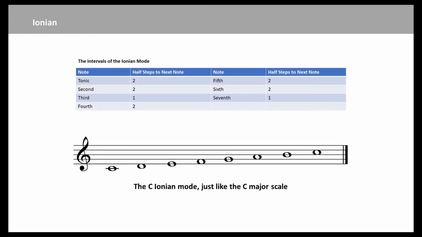If you are a musician, you play the Ionian mode all the time without really knowing it, because the Ionian mode starts on the tonic of the related major scale and contains the same notes as the major scale. The table details the half steps between the notes of the Ionian mode. The C Ionian mode consists of these notes.